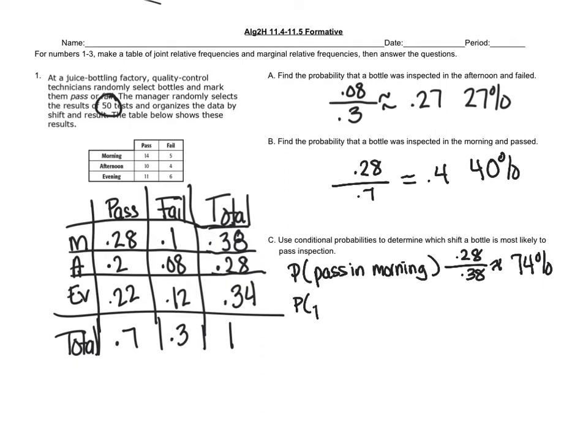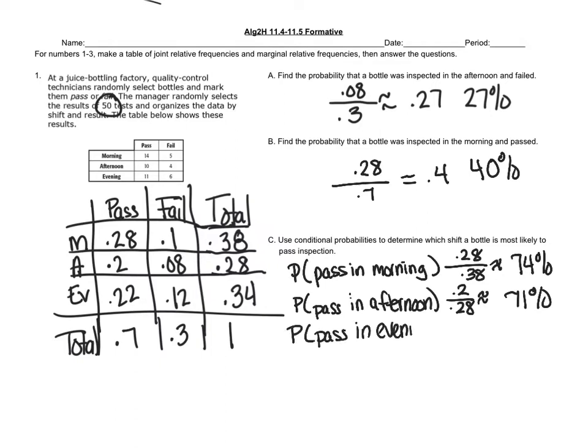For pass in the afternoon, that's going to be 0.2 over 0.28, which is roughly 71%. Lastly, pass in the evening. So that's going to be 0.22 over 0.34, which is roughly 0.65 or 65%. So it's most likely to pass in the morning. Again, conditional, we do the pass over the total on the right.